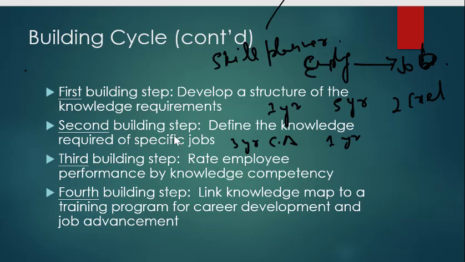Basically, if we talk about this in more detail, this one is the basic knowledge, where we develop the structure of the knowledge requirement. The second one is more specific knowledge to a particular job. Then the third one is the department-wise competence. And the fourth one actually is the company-wise competence. What does that mean? Let's go to the next slide.